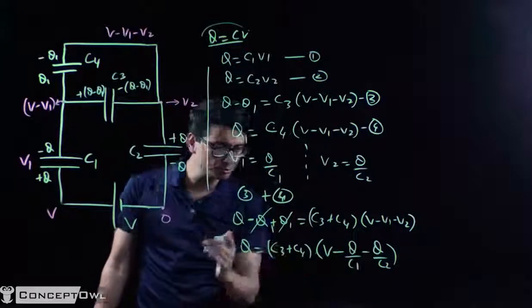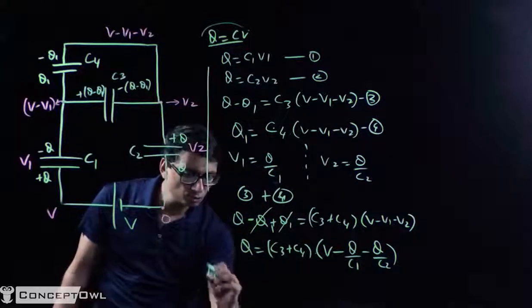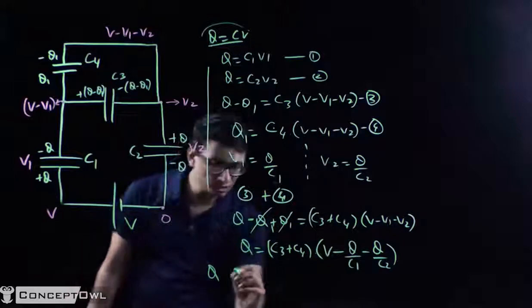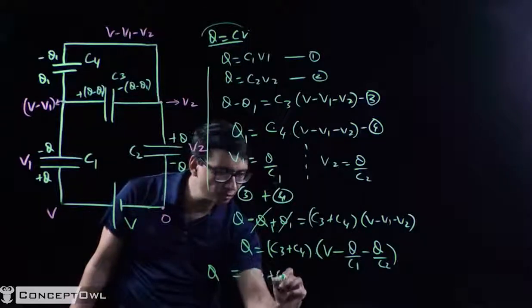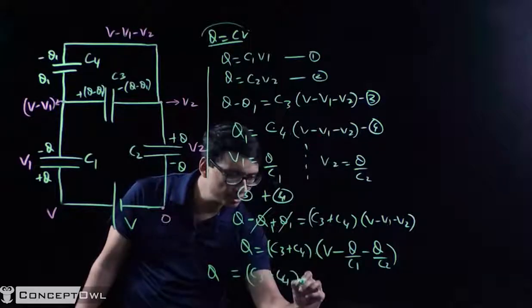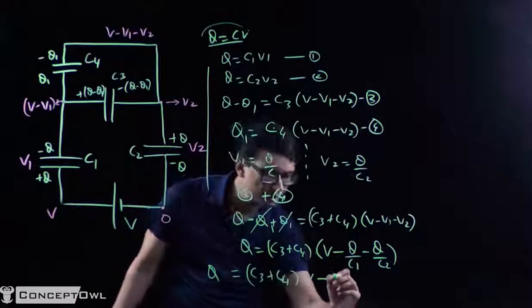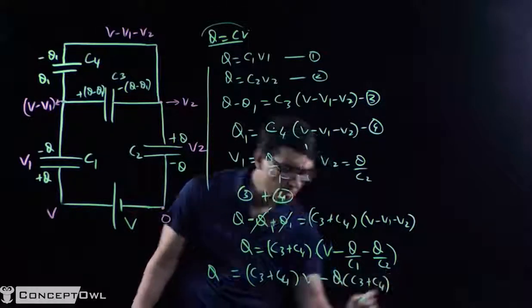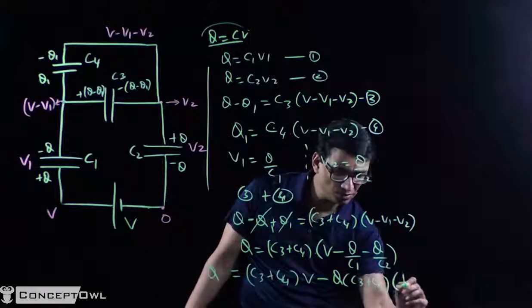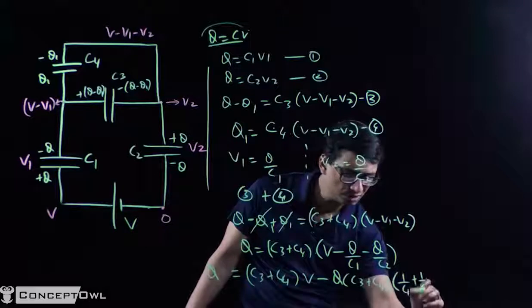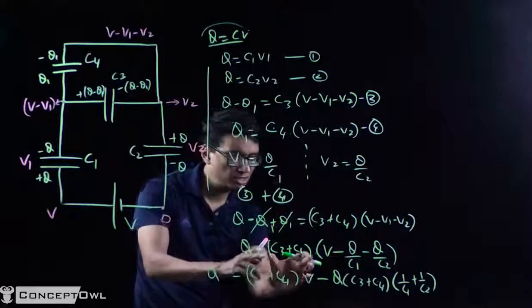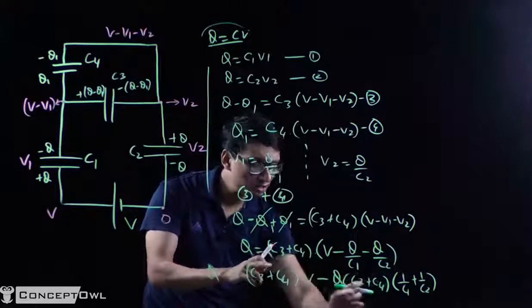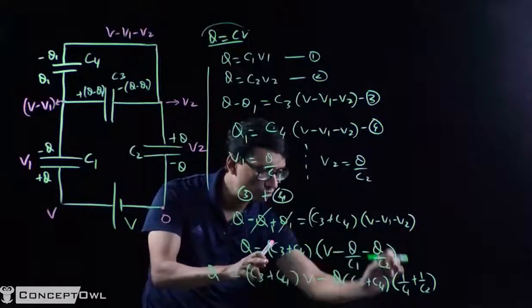So I will just take all the Q terms on this side. So I can write this as Q plus C3 plus C4. Okay, let me simplify this step by step. This would be C3 plus C4 into V, minus Q into C3 plus C4 into 1 upon C1 plus 1 upon C2. Can you see this? This term is nothing but this into these two.